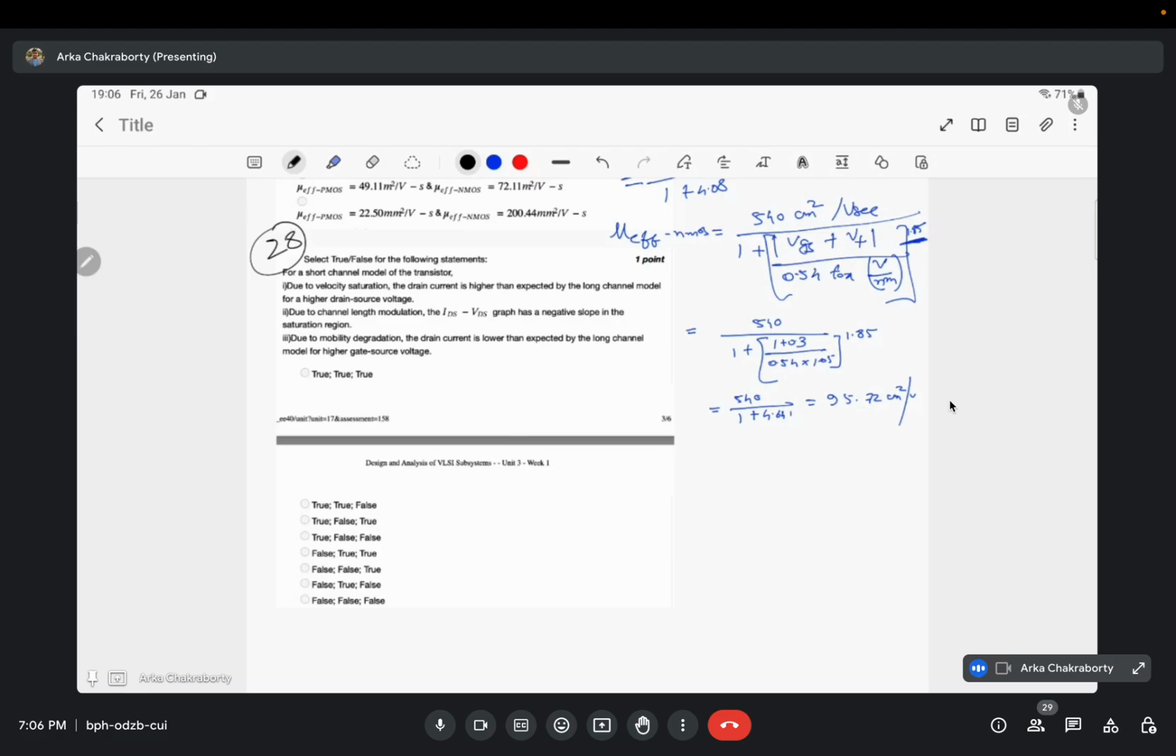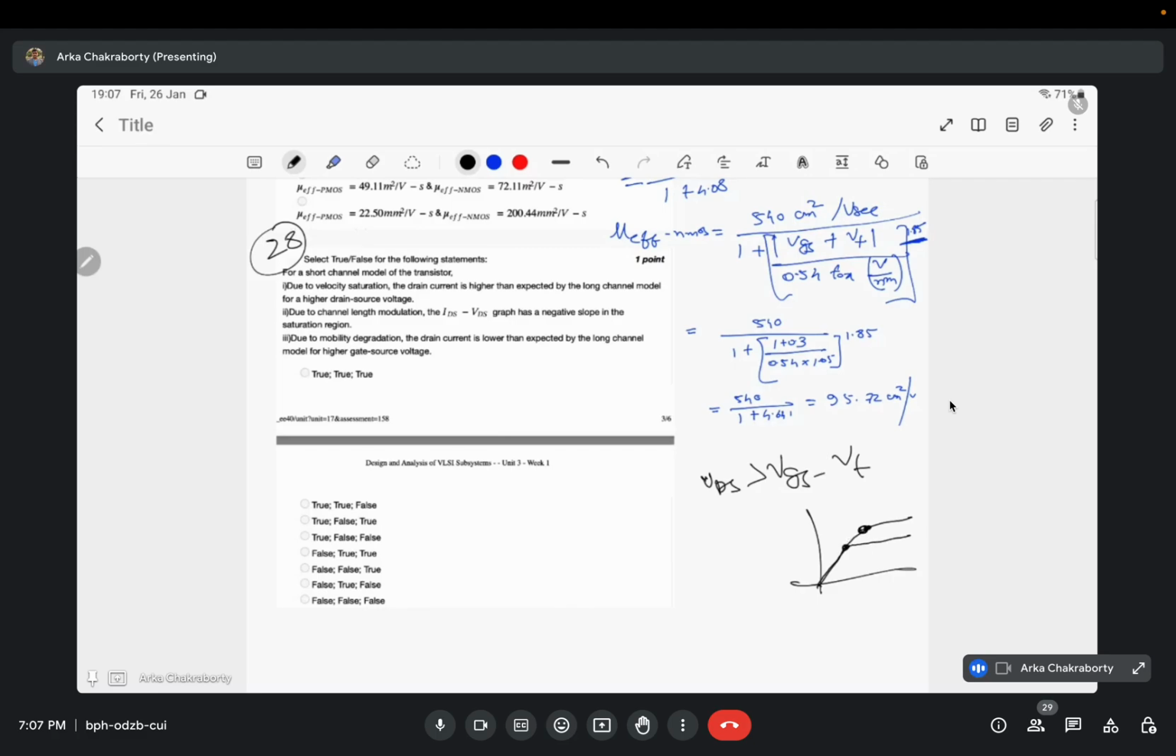So select true or false for the following statements. For a short channel model of the transistor, due to velocity saturation, the drain current is higher than expected by the long channel model for a higher drain source voltage. No, it's wrong. What velocity saturation does is it saturates the current, the IDS, even before it has reached that pinch-off voltage. The pinch-off condition is when VDS is greater than VGS minus VT. But if it is a velocity saturated device, which happens generally in short channel MOSFETs, it will saturate even before reaching this pinch-off voltage. It will saturate, say, here.